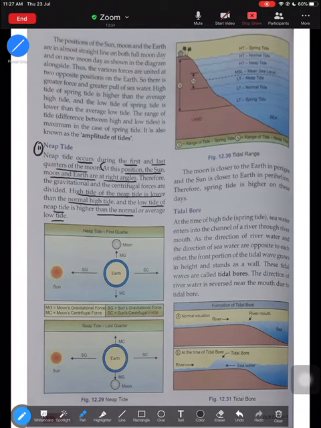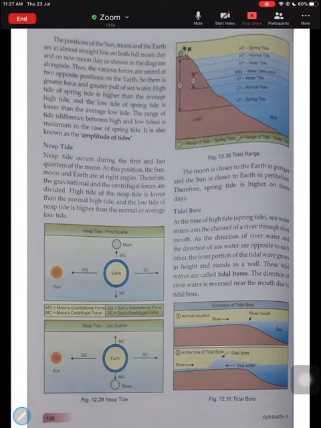This is very important. The sun, moon and earth are not in a straight line now, rather they are at right angles. So if you look into this picture, earth is here, moon and sun. So you can see how they are at right angle. Alright, so I'll explain with the help of another picture that I have attached in the next slide.